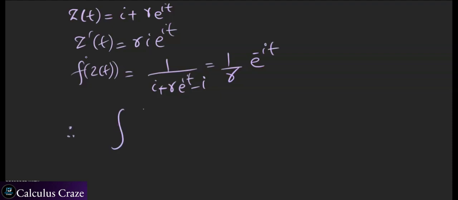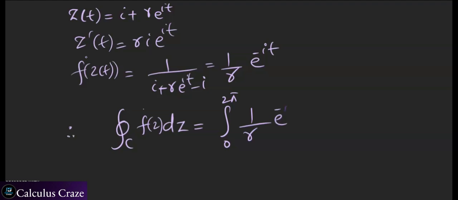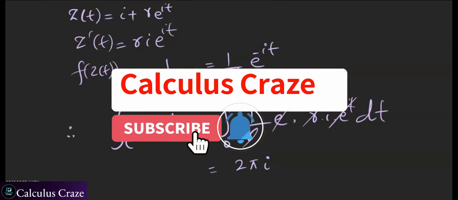Now we can apply the formula: the integral of f of z over this contour is equal to the integral from 0 to 2 pi of 1 over r times e to the minus iota t, times z prime, which is r times iota times e to the iota t, dt, and this cancels with this, so you have the same 2 pi iota. So you can take any circle of radius 1, 2, 3, and it turns out that the result is the same. There is one other nice example that we can solve, but in the next video.